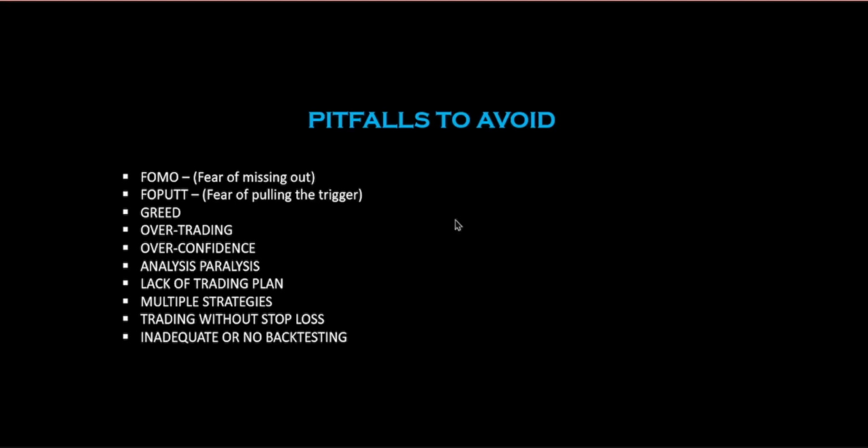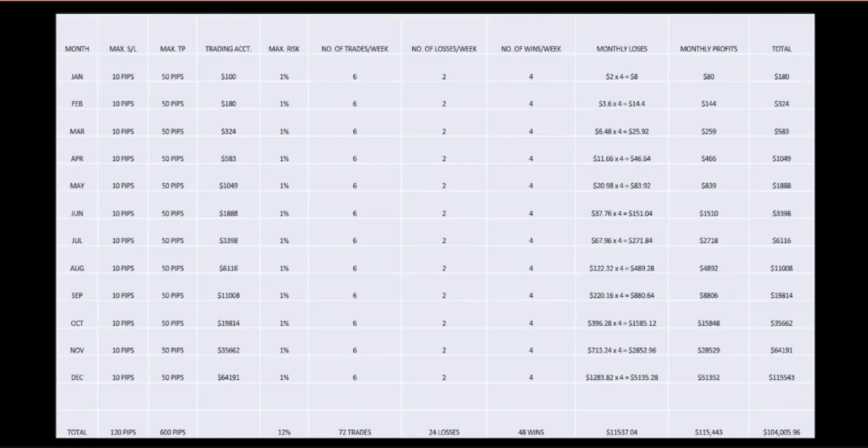Okay, so much for that. Let's now get to the numbers and the figures. So now, here is what I have just drawn. This is from personal experience. This is the months from January to December, as you can see on this table. And then I have my maximum stop loss. Maximum stop loss is 10 pips. And this 10 pips is constant throughout the 12 months.